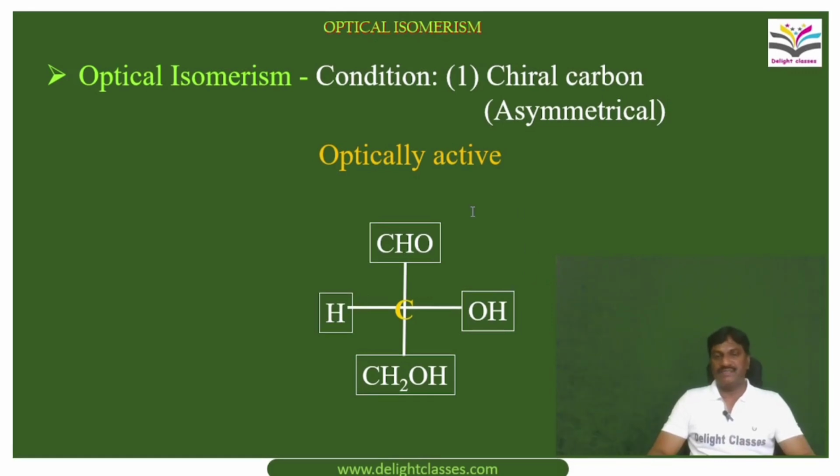In optical isomerism, condition number 1, there should be a chiral carbon. Which is a chiral carbon? A carbon which is connected to 4 different atoms or groups of atoms. That is a chiral carbon or asymmetrical carbon. It is optically active. What does it mean? It can rotate in the clockwise direction or anti-clockwise direction. Optically active.